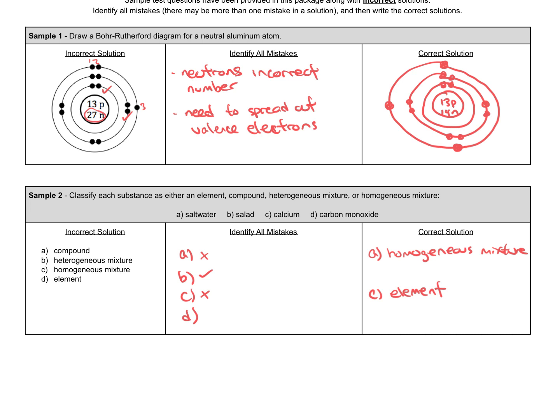And then D, carbon monoxide, they have it as an element. That's wrong as well. If it just said carbon, it would be an element, but it says carbon monoxide, and that's actually a bond between carbon and oxygen atoms. So it's 2 different elements bonded together. That's going to make a compound.